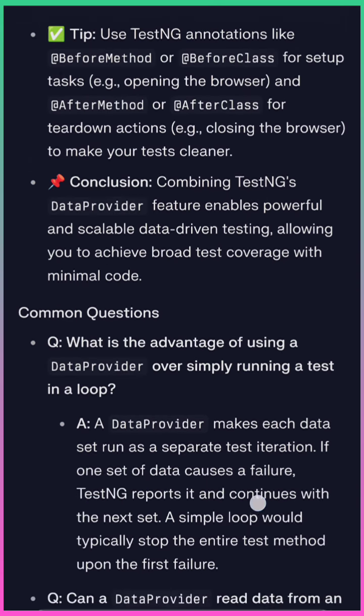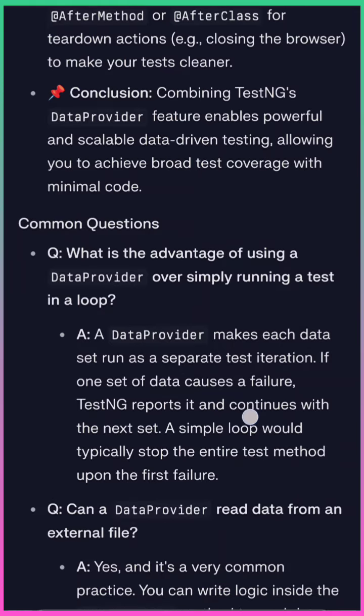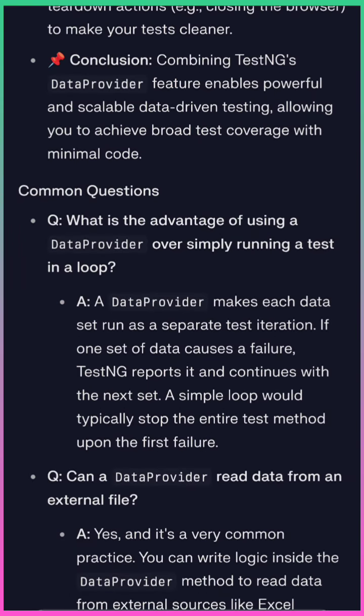Common questions: what is the advantage of using the data provider over simply running a test in a loop? A data provider makes each data set run as a separate test iteration. If one of the data sets causes a failure, TestNG reports it and continues with the next set. A simple loop would typically stop the entire test method upon the first failure.